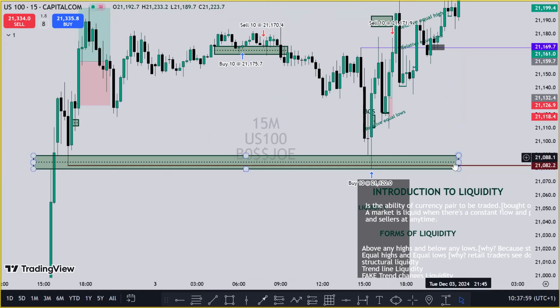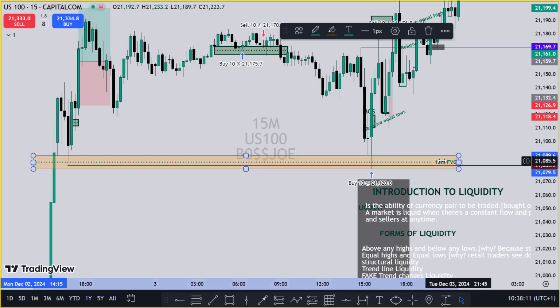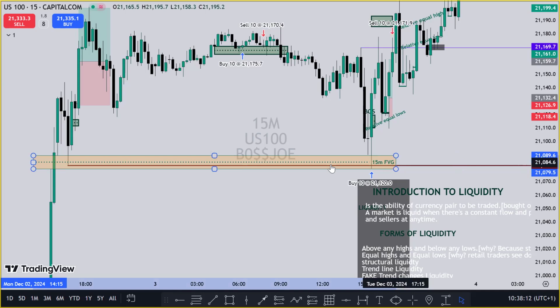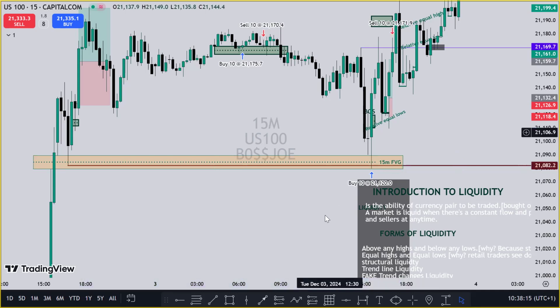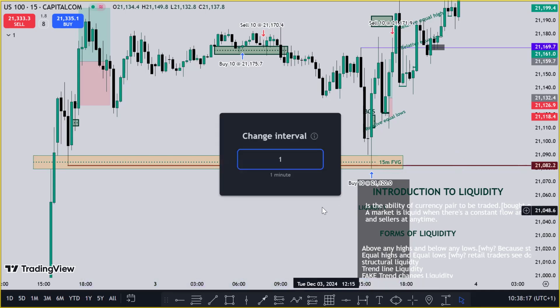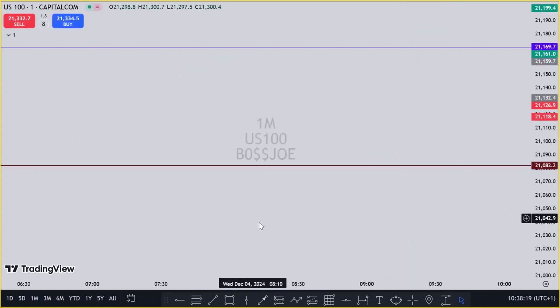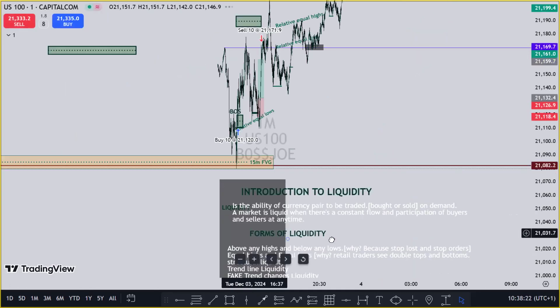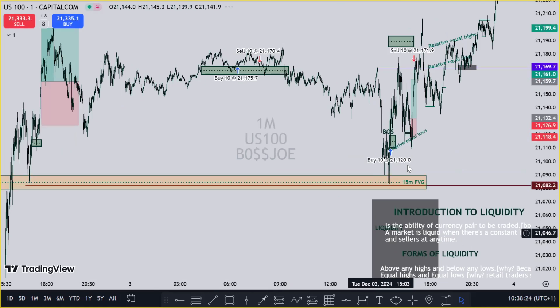You can even write it out. For example, you write something like this: 15 minutes fair value gap, so that when you come over to the 1 minute time frame, it will still show. Then you go over to the 1 minute time frame. When price came back, was there any break in market structure? See, I want you to be doing this.